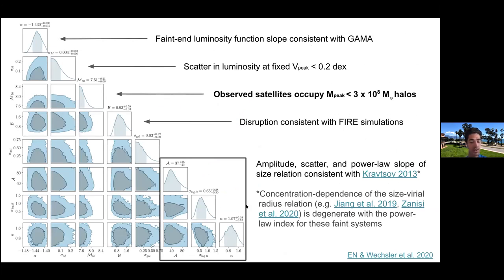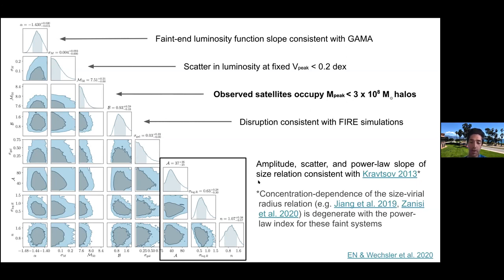So this is a posterior distribution from our fit. I don't want to walk through all the details here, but I just want to highlight a couple big picture takeaways. So the faint end slope of the Milky Way satellite luminosity function is actually consistent with the field luminosity function from GAMA. And I think, of course, these other observational efforts we heard about, including local volume satellites and SAGA, will really help break degeneracies and help us nail this down better. As I said, observed satellites must occupy halos with peak mass below 3 × 10⁸ solar masses at 95% confidence.